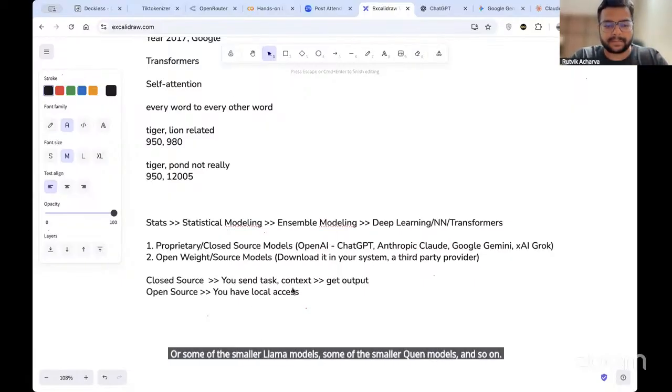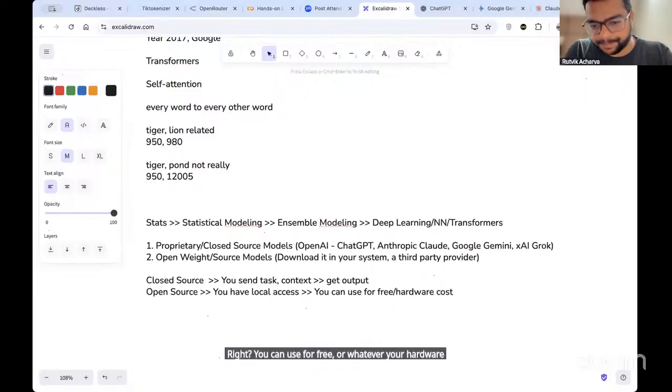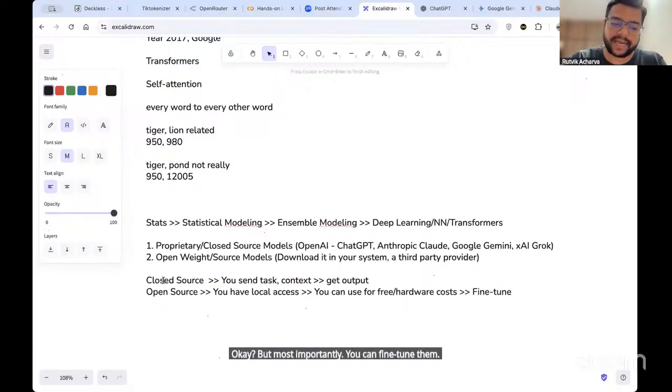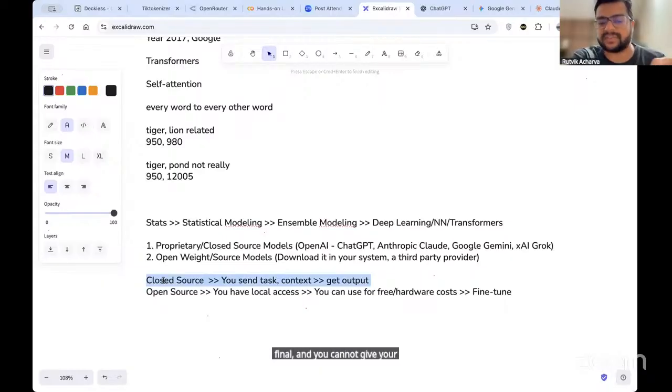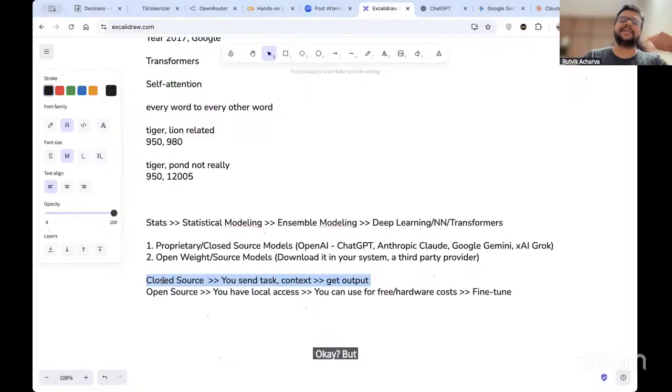You can use them for free, or whatever your hardware costs are. Okay. But most importantly, you can fine tune them. You can also fine tune the closed source models. Don't get me wrong. It's not as if that model is final and you cannot give your data to it so that it will adapt its behavior to what you are trying to say. It does. Okay. But generally, even that model is not accessible to you.